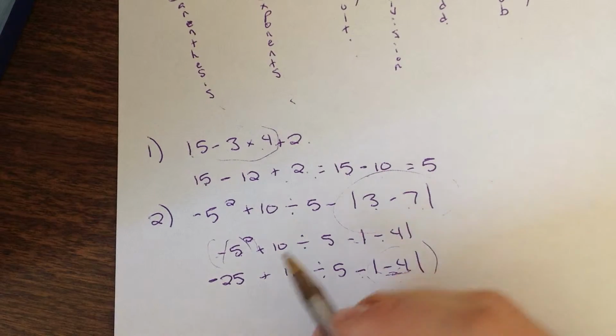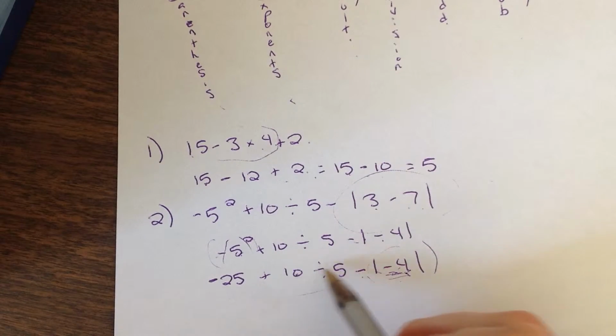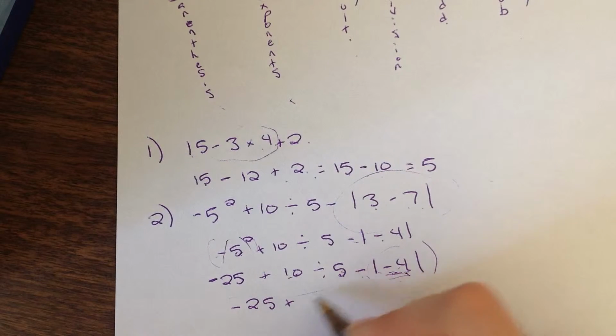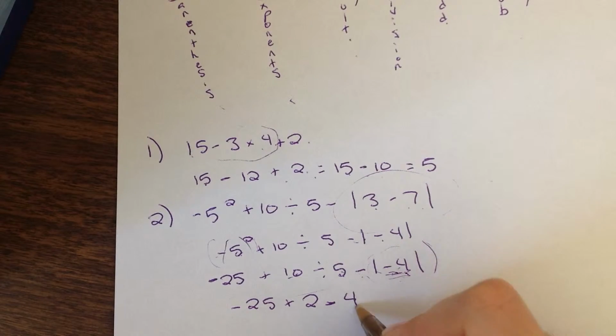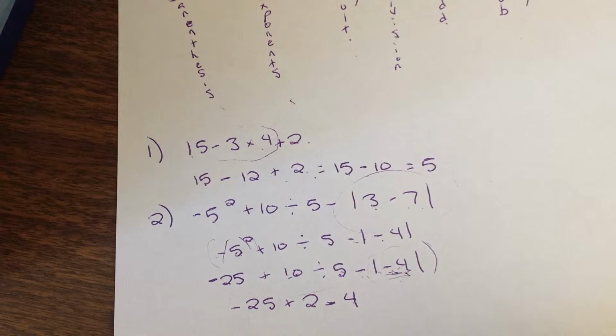So we're going to do multiplication from left to right, none. Division from left to right, so we have a division here. So I get negative 25 plus, well, 10 divided by 5 is 2, minus, absolute value of negative 4 becomes positive 4. Subtraction next, so I get negative 25 plus 2 minus 4, because 2 minus 4 is negative 2. Negative 25 minus 2, negative 27.